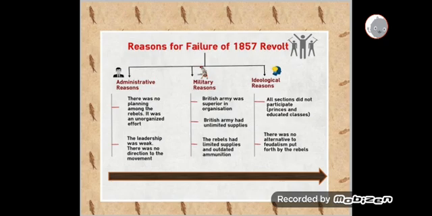After that, there were ideological reasons. All sections did not participate, like princely states and educated classes. There was no alternative to feudalism put forth by the rebels. This is the main reason for failure of the 1857 revolt.